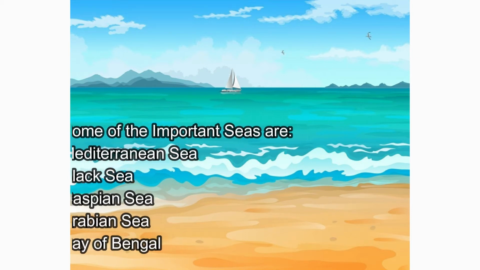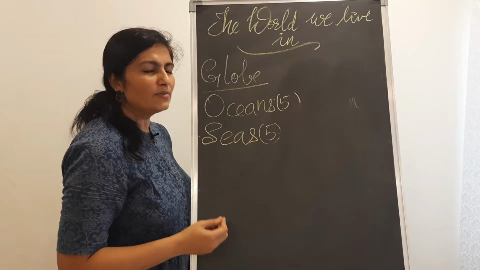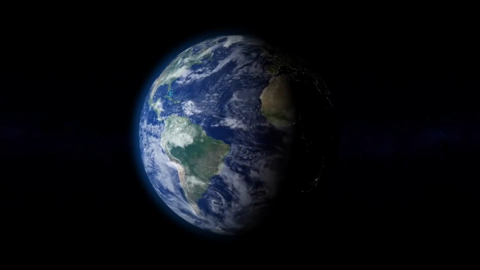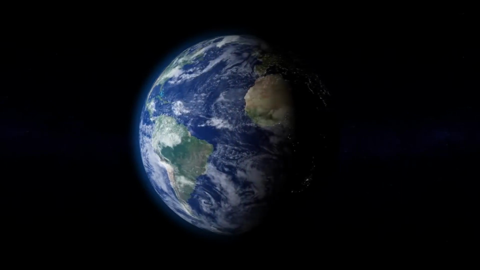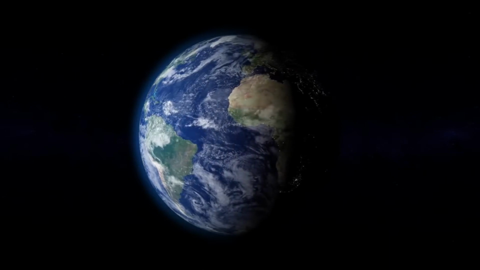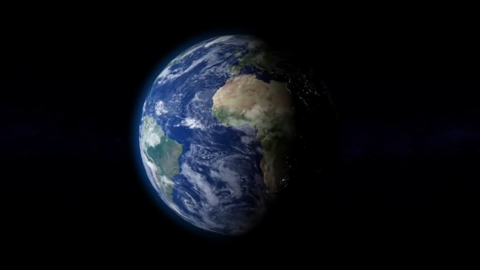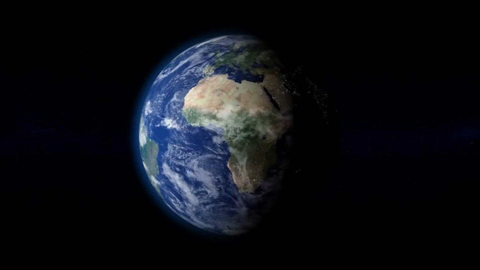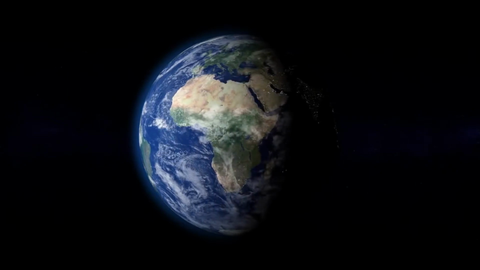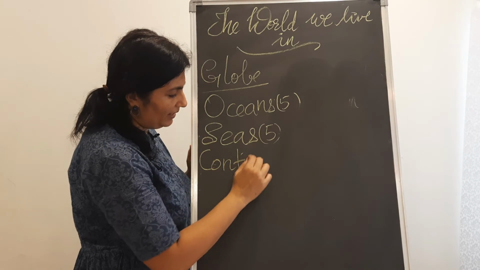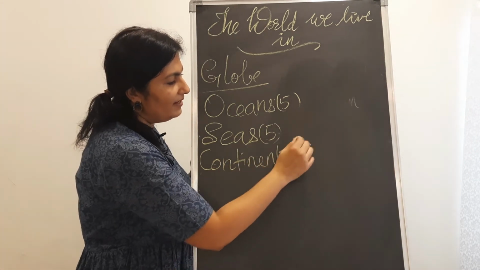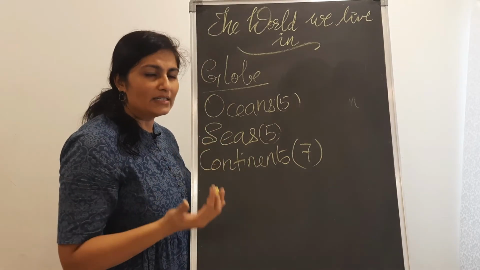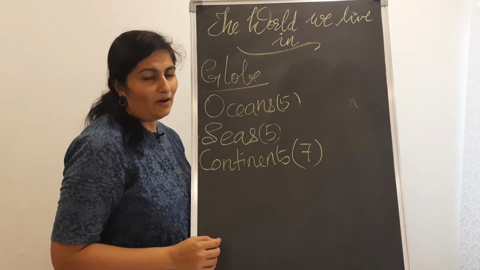Let's move on to the other colors. The next one is, you can see on the globe on the screen, there are green and brown areas. Those colors are used to denote land. So several such lands join together to make a huge continent, and like that we have 7 continents. Huge landforms joined together are called continents, and we have 7 continents.